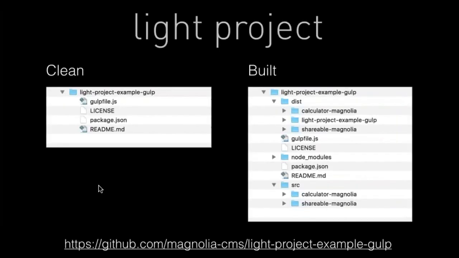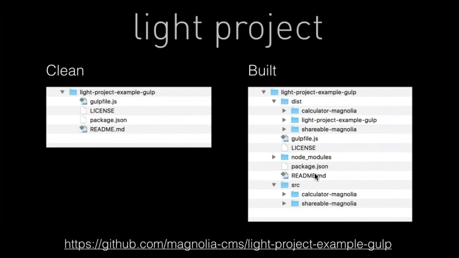Basically, I mentioned a light project before. You can see the link here. This is available on Magnolia's GitHub account. This is basically that you can start with a very slim definition of a project you want to build from light modules. So basically, you have your package.json, and in there you define the modules you want to bring down.